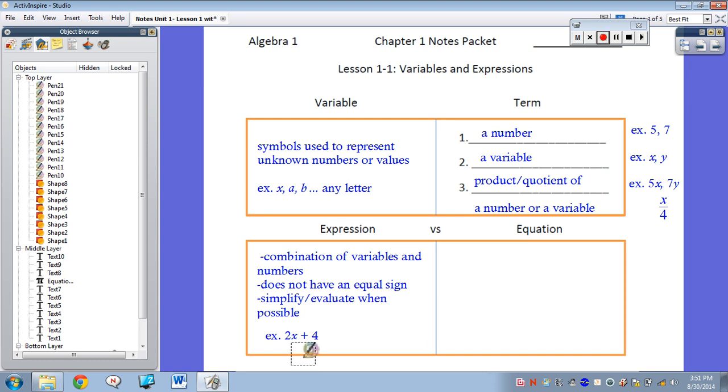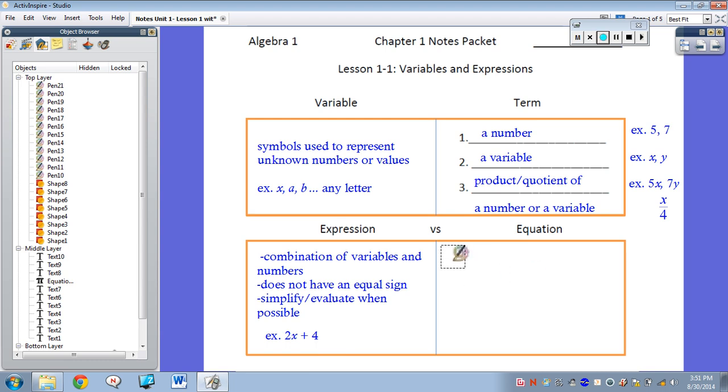And so 2x right here is one term, because remember it's the product of a number and a variable. So here you have a product of 2 and x. And you're just adding another term, which is 4, because a term could just be a number as well. So there are two terms here. You've got 2x and you've got 4. The combination of those, whether you're adding them or subtracting them together, is an expression.